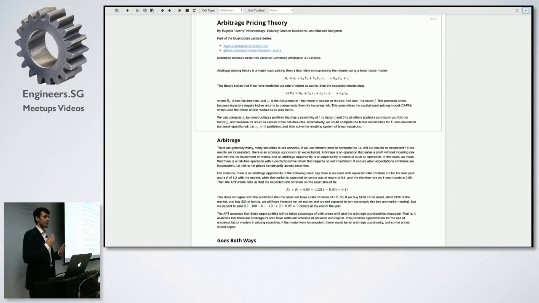Because nothing in finance exists in isolation, right? Some asset is going to have some amount of correlation or dependency on other things. And what we're interested in is saying, rather than looking at an asset as a black box, let's try to figure out what's going on inside there and what other things are driving the movement of this asset.